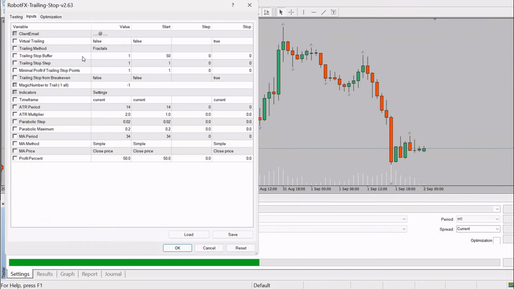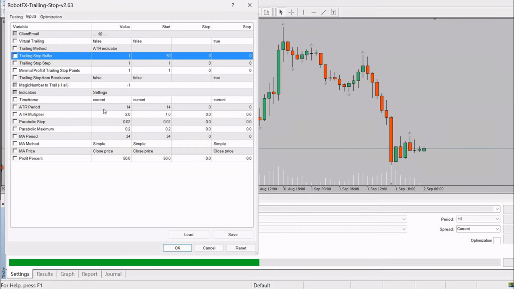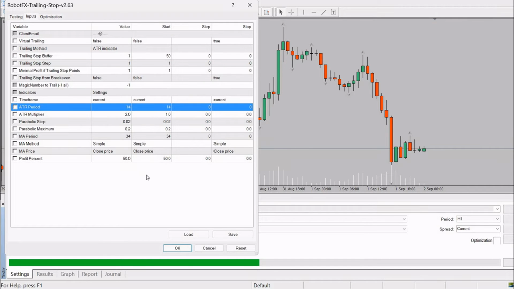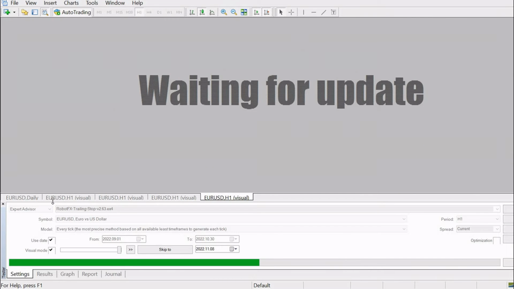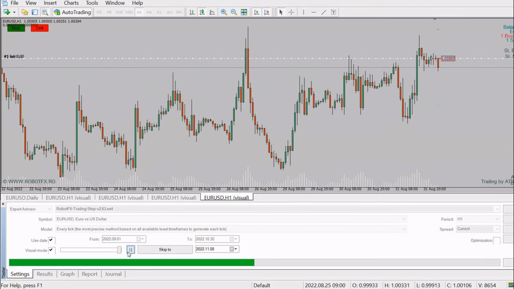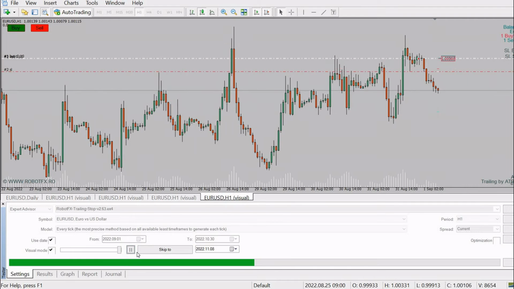And let's see another trailing method, using the ATR indicator. And by the way, we have the settings for the ATR indicator right here. I'm going to skip the ATR indicator because I'm not sure if I have an indicator that draws the ATR on the chart, so there's not much to see. Let's see it anyway.